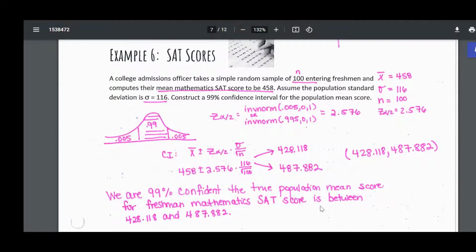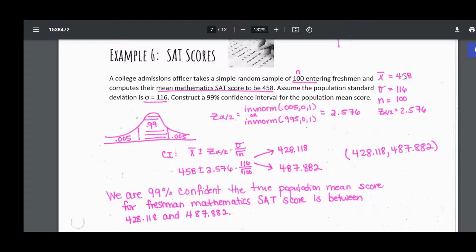Let's do another one. A college admissions officer takes a simple random sample of 100 entering freshmen and computes their mean mathematics SAT score to be 458. Assume the population standard deviation is sigma equals 116. Construct a 99% confidence interval for the population mean score. So this is the population mean score for the SAT mathematics test.